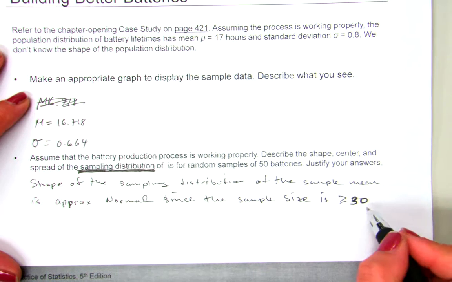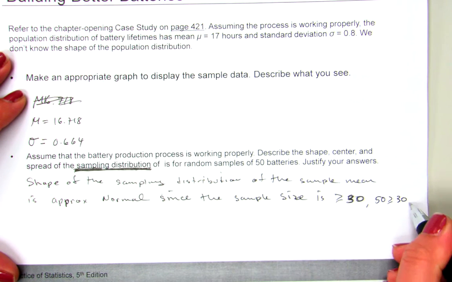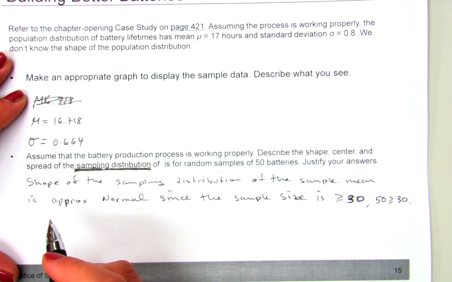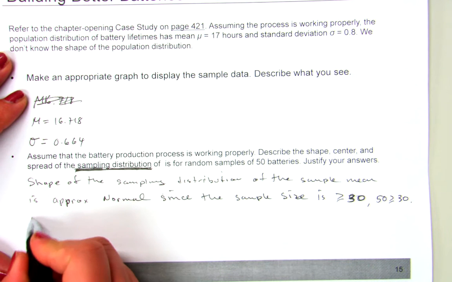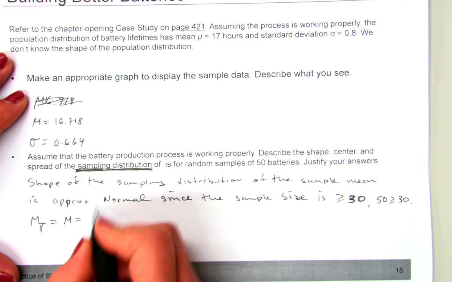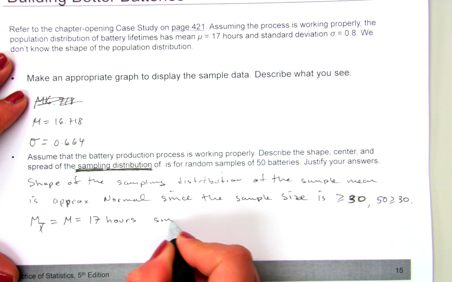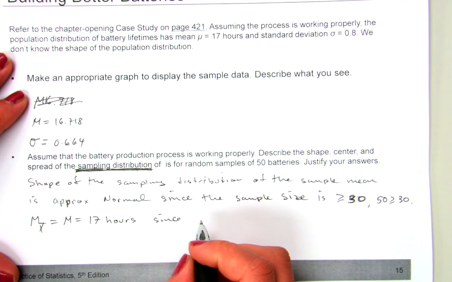Okay. In this case, the sample size is 50, right? So 50 is definitely going to be greater than or equal to 30. Okay, and then the mean of the sampling distribution is 17, or somewhere around 17. What did we get for? Yeah, the mean of x bar is going to equal the mean of what we originally had. So in this case, it's going to be 17 hours. Okay, since, and in this case, this works out really well.